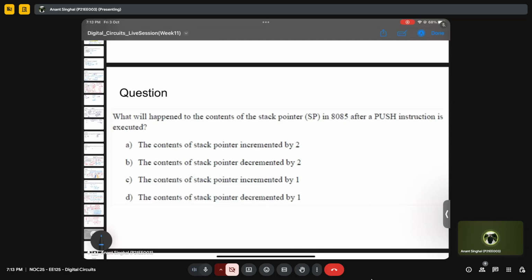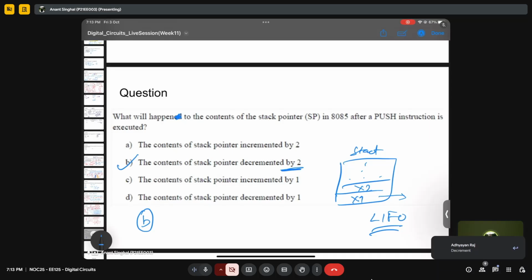It says, what will happen to the contents of the stack pointer in 8085 after a push instruction is executed? So this is again a direct problem. Every time you have a push instruction, as I said, we have a stack in which we have x1, x2, and so on. It is nothing but last in, first out, right? So every time you push, the content of the stack pointer is always decremented by 2. You'll see it in the lectures also.